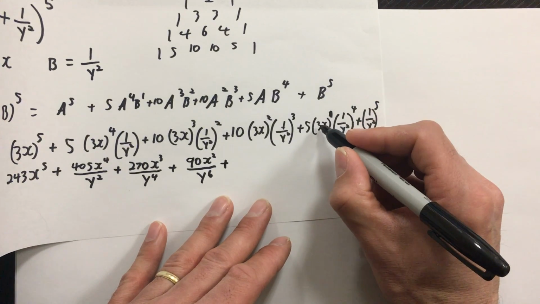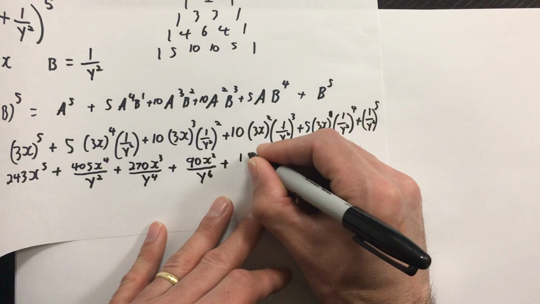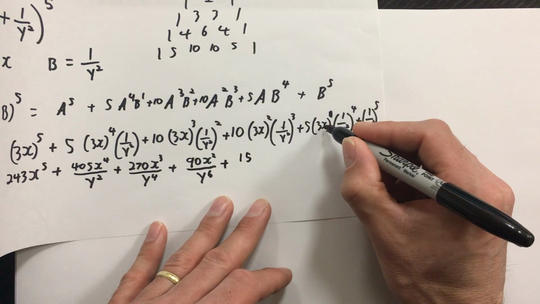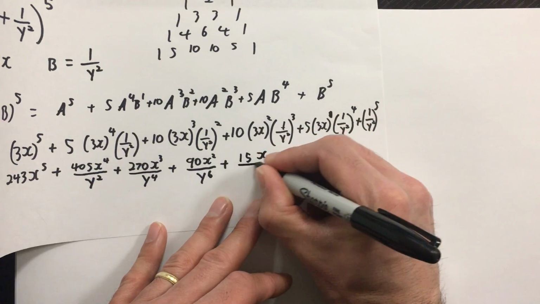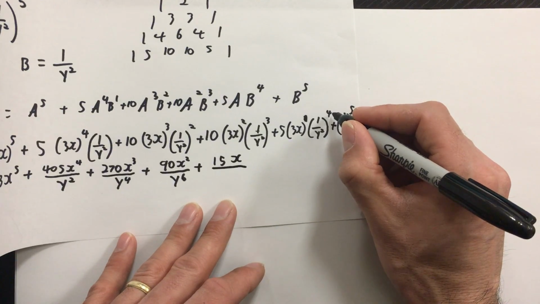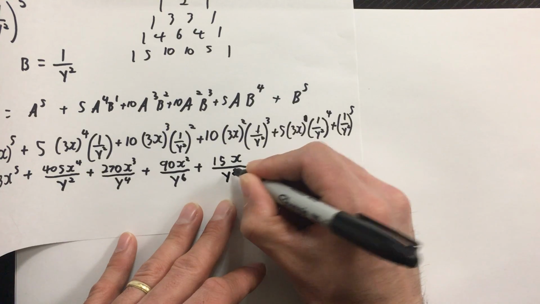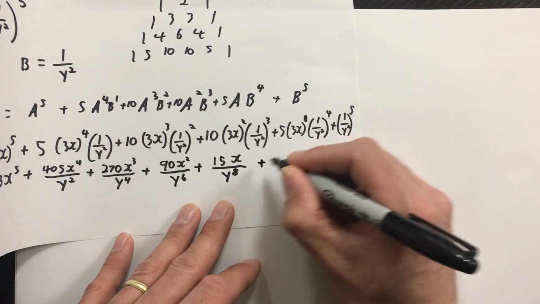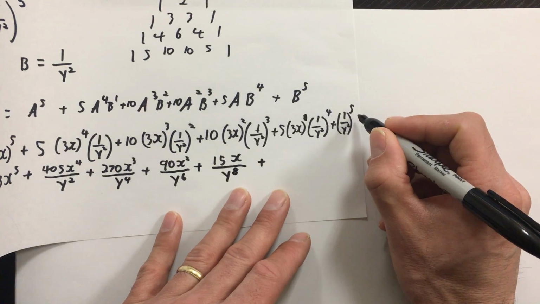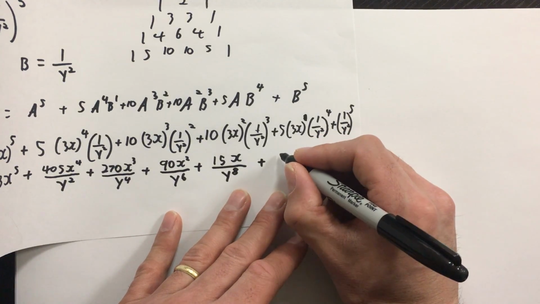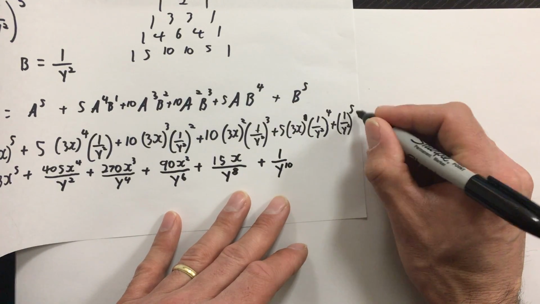Now we've got 3 to the exponent 1 is 3, times 5 is 15. There's no exponent on x except, well, there's 1. We leave that unseen, so that's x. And we have the 4th power of 1 over y squared. Remember to multiply. That's going to be y's 8th power. And finally, 1 over y squared to the exponent 5 is going to be 1 over y to the 10, as 2 times 5 is 10.